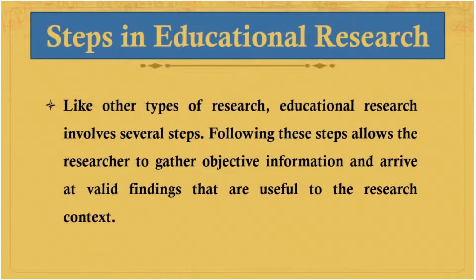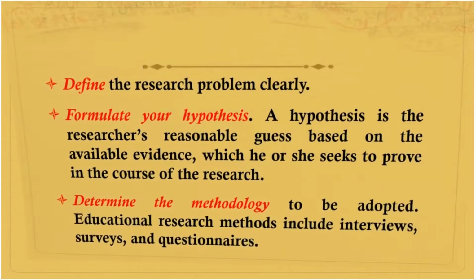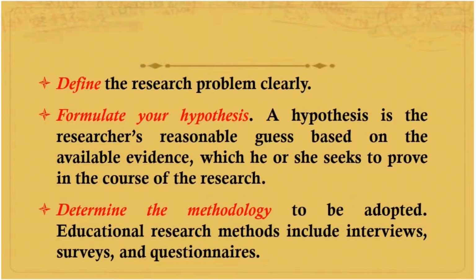Steps in educational research. Like other types of research, educational research involves several steps. Following these steps allows the researcher to gather objective information and arrive at valid findings that are useful to the research context. Define the research problem clearly. Formulate your hypothesis. A hypothesis is the researcher's reasonable guess based on the available evidence, which he or she seeks to prove in the course of the research.